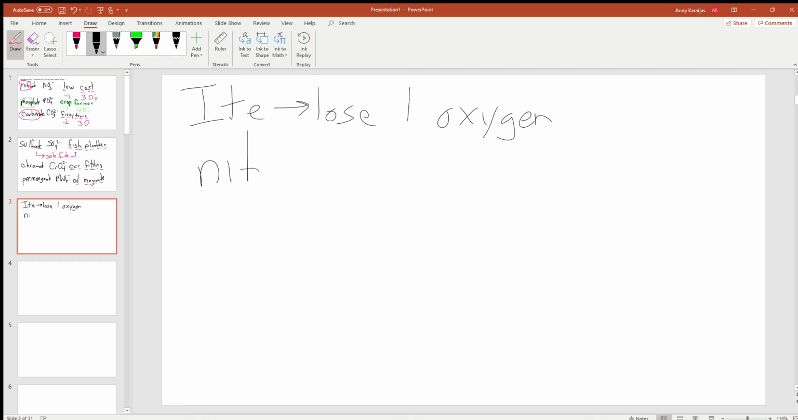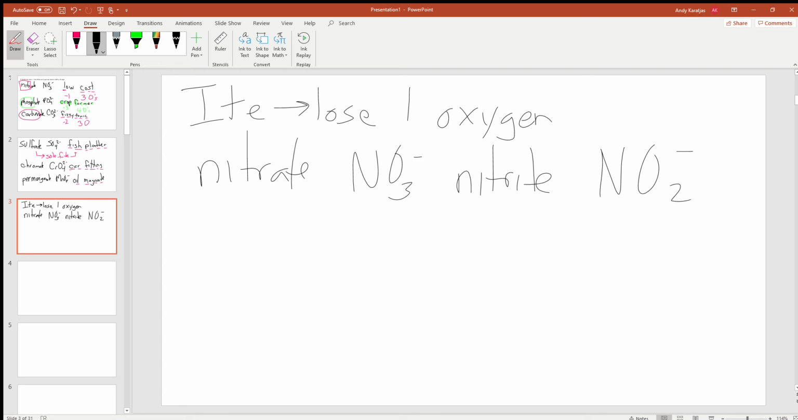So we had nitrate, NO3-. Nitrite, you might be familiar with nitrites. They're used commonly as preservatives in meats, specifically sodium nitrite. And so we just lose an oxygen, NO2-.